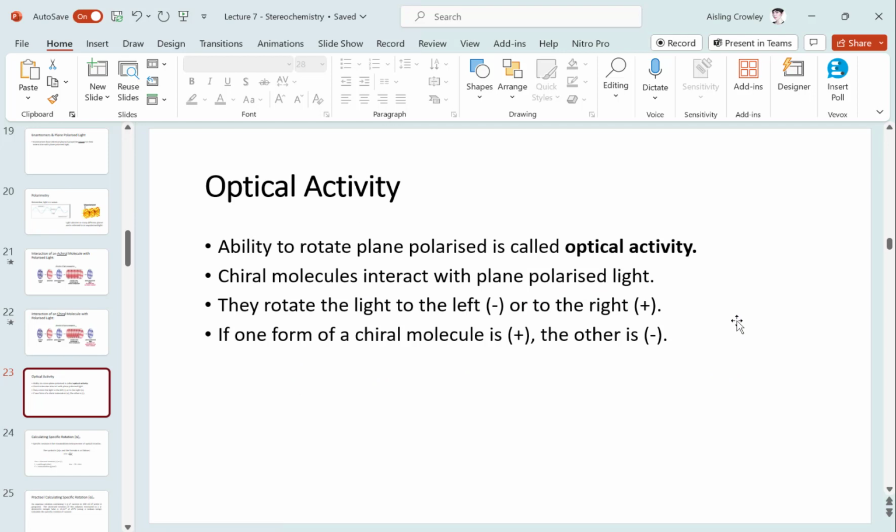This ability to rotate that light is known as optical activity. Your chiral molecules can rotate it in one direction or the other. They can rotate it to the left, and that would give us a minus value, or rotate it to the right and give us a positive value. Therefore, if one enantiomer gave us a positive value, its mirror image would rotate the light the other way and give us a negative value. That might sound a little bit abstract, but we'll actually be able to do that in the lab and you'll see what goes on.